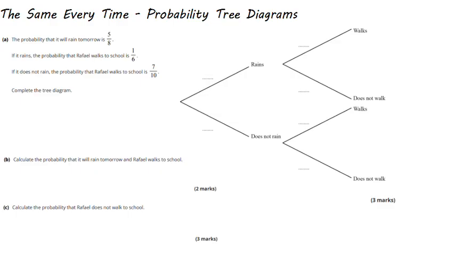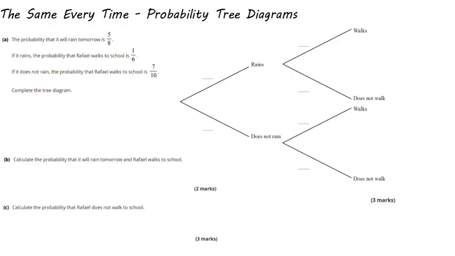And a typical exam question, they give us some information in the words here and a blank tree diagram, and they ask us to fill in as the first part of the question, complete the tree diagram. Well, in this case, I actually can't do anything until I read the words because they're not giving me any probabilities. But let's have a look at the words then. The probability that it will rain tomorrow is 5/8.